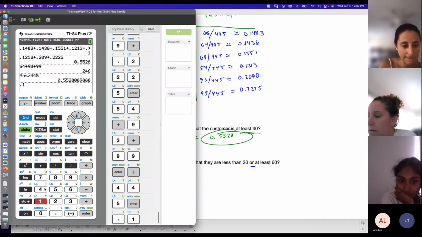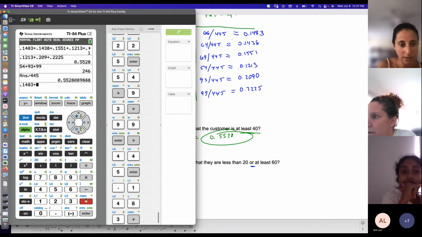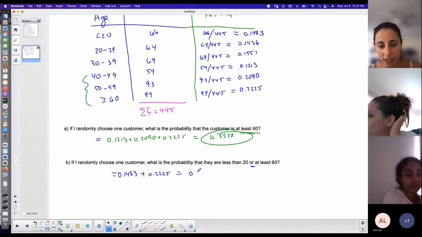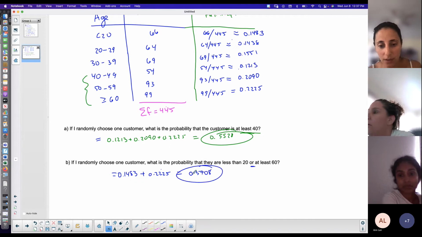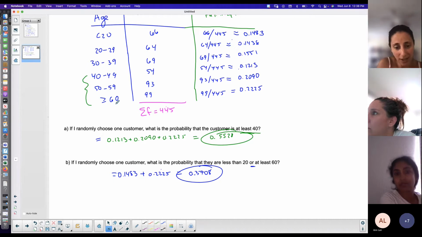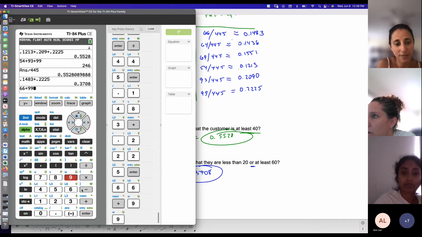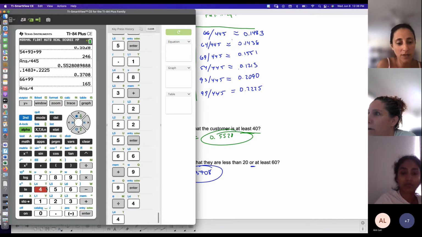0.1483 plus 0.2225. I keep forgetting that. There's three 2's in that. 0.3708. Again, if I did not have the relative frequencies of each, I would say, well, there's 66 less than 20, and there's 99 greater than or equal to 60. So 66 plus 99 out of the total 445.